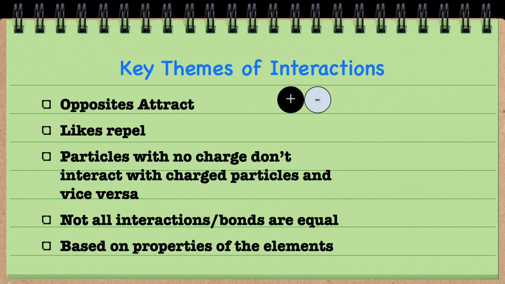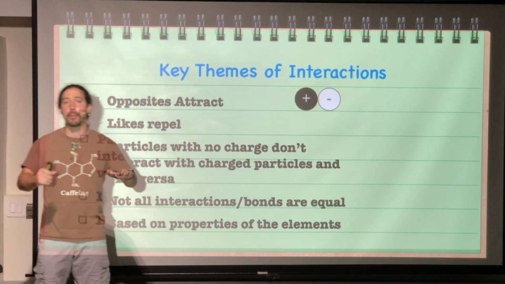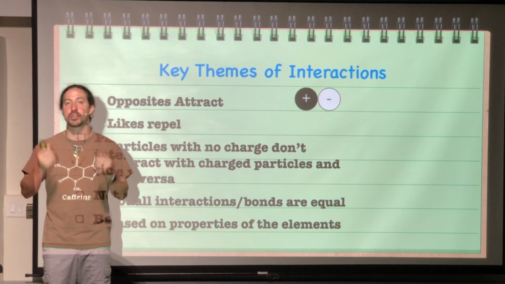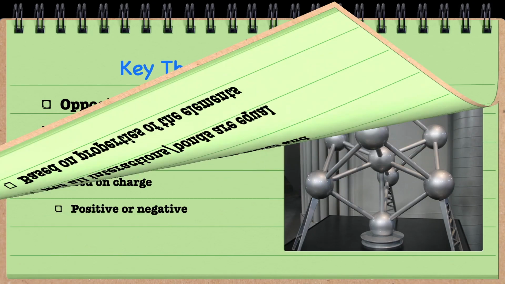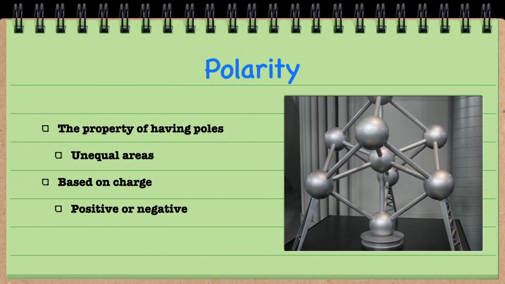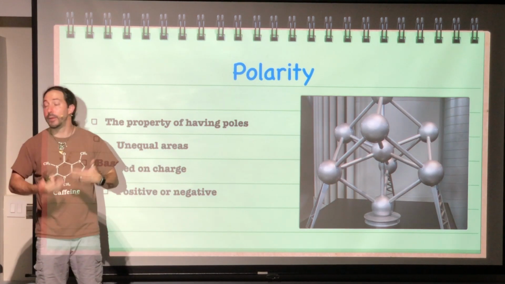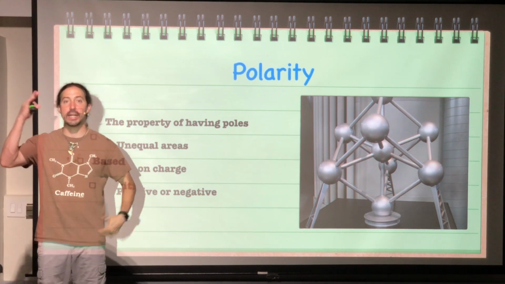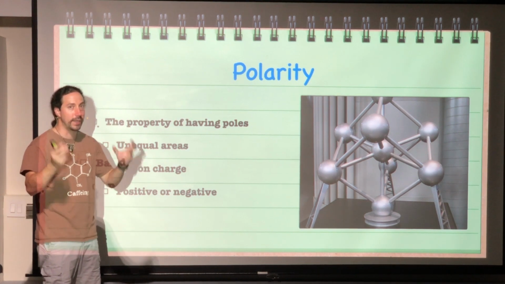And not all of these interactions, not all bonds, are equal. They are based upon the specific properties of the element. And we're going to look at one specific property that's going to determine how an element interacts with its bonding, and that's what's going to cause polarity. Polarity simply is the property of having poles or unequal areas. In anatomy, we actually would even look at ourselves as having polarity because we have unequal areas. So it's just a very simple term to explain that we have unequal areas.